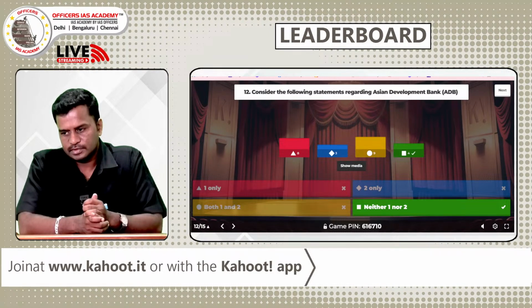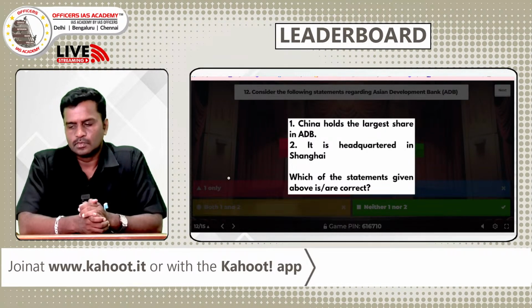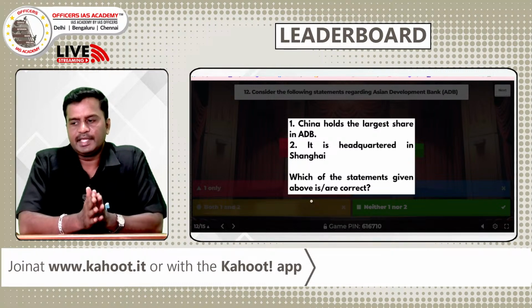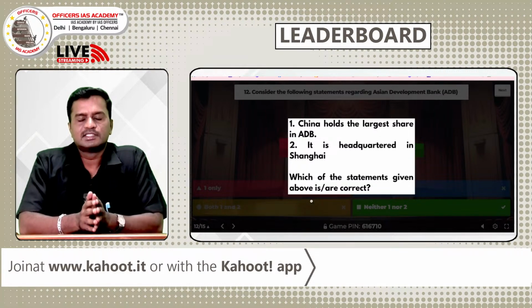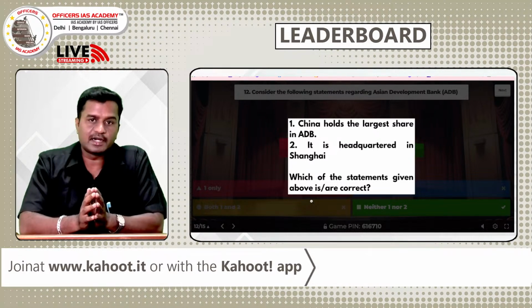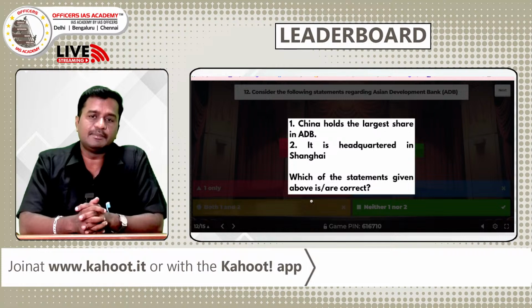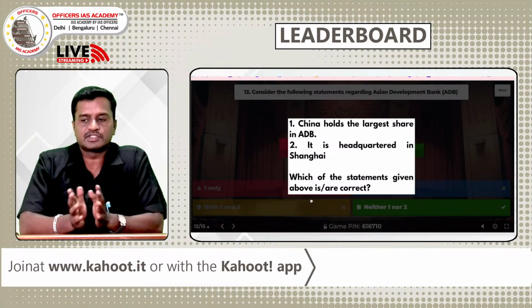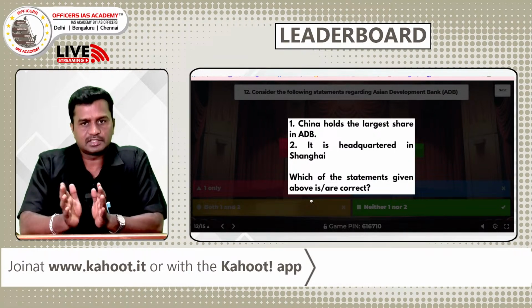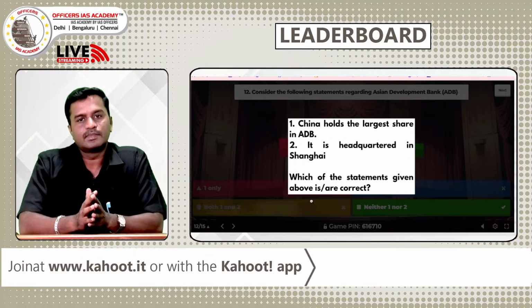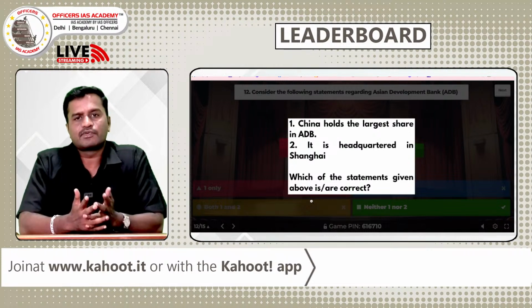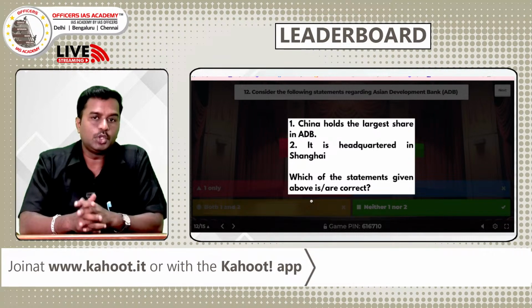Let's take a look at the options. Both are incorrect. ADB, Asian Development Bank, is a bank centered in the Asia Pacific region. Japan holds the largest share in ADB. It is not China. China holds a larger share in another bank called AIIB, Asian Infrastructure Investment Bank. So Japan is a major stakeholder. In fact, Japan dominates the bank ADB. So first is incorrect. Apart from Japan, ADB is dominated by the US.